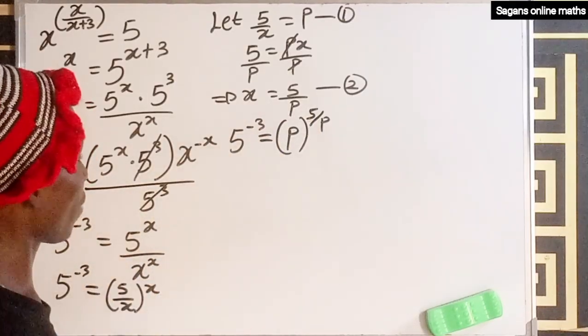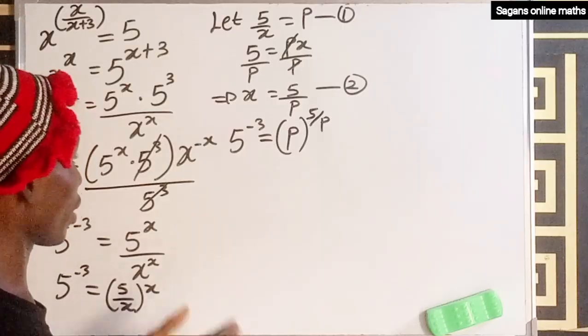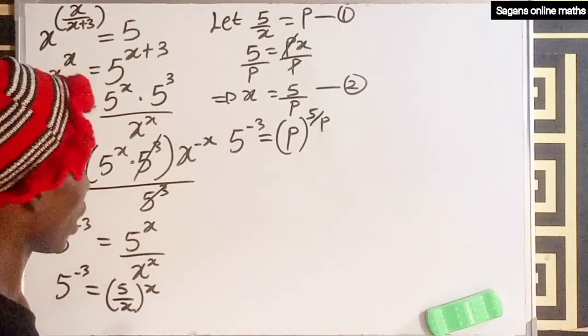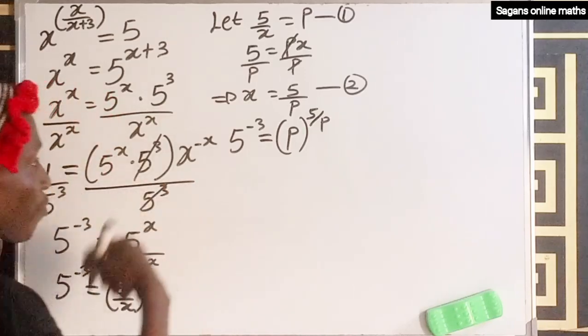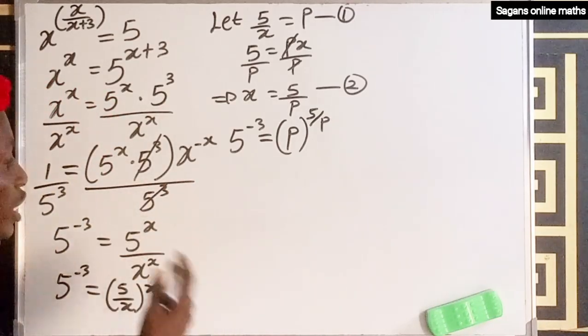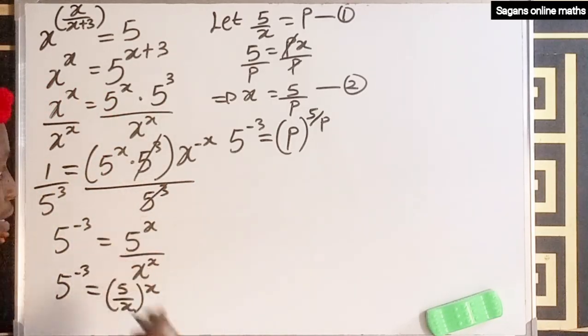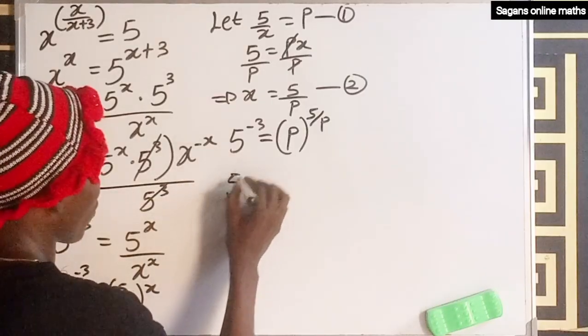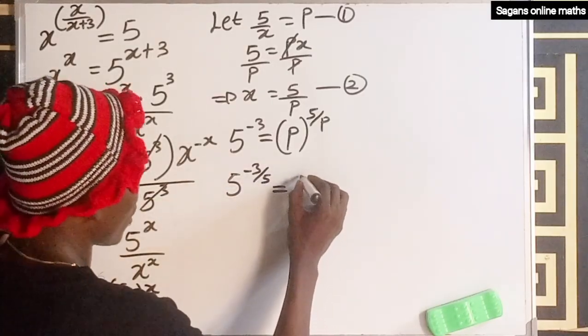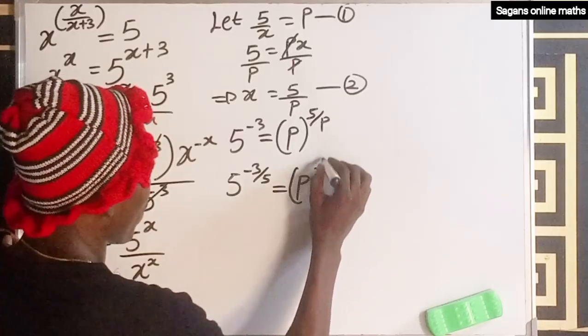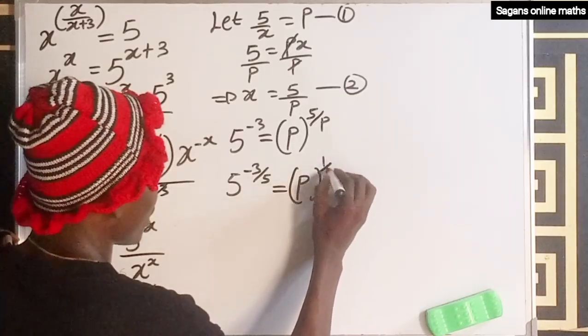And you know, there's another amazing thing you can do because you're looking for the value of what? P. So what we are going to do is to remove this 5 from here. For us to remove that 5, we have to multiply both powers by the reciprocal of 5, which is 1 over 5. So we do that, we have 5 to the power of minus 3 over 5 equals P to the power of what? Minus 1, 1 divided by P.